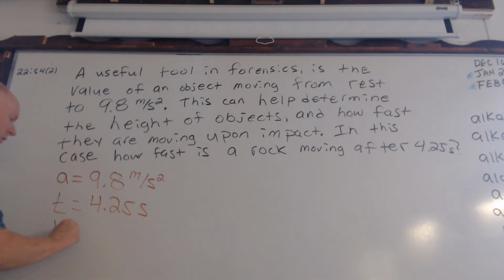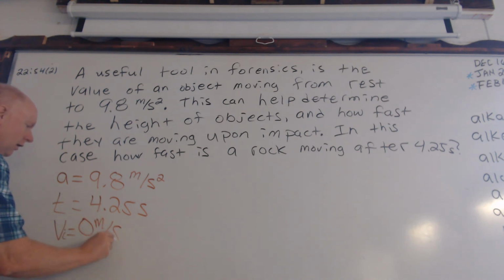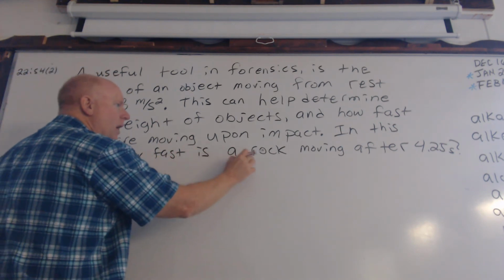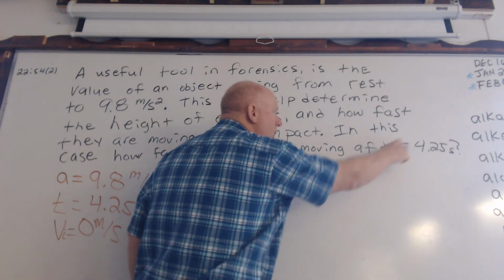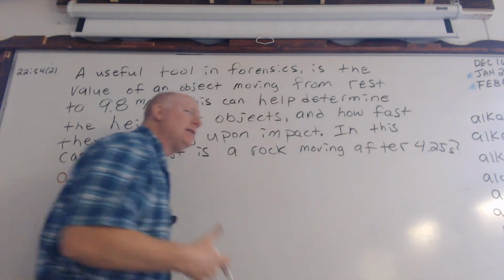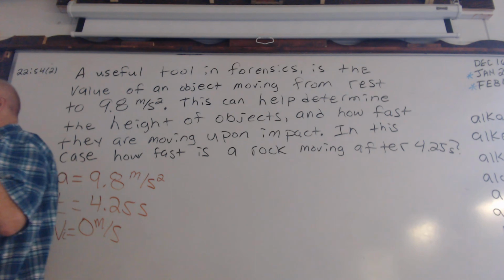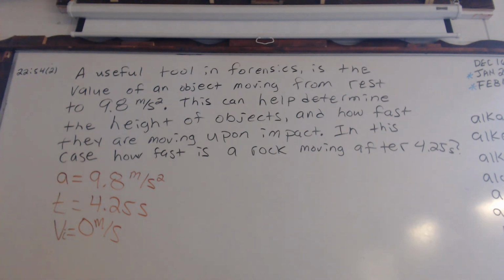It's an initial because later on in the problem it says how fast is a rock moving after 4.25 seconds. That must mean that 4.25 seconds earlier it had an initial velocity. In this case, it was 0. Okay? So now we're looking for your final velocity, and we don't know.